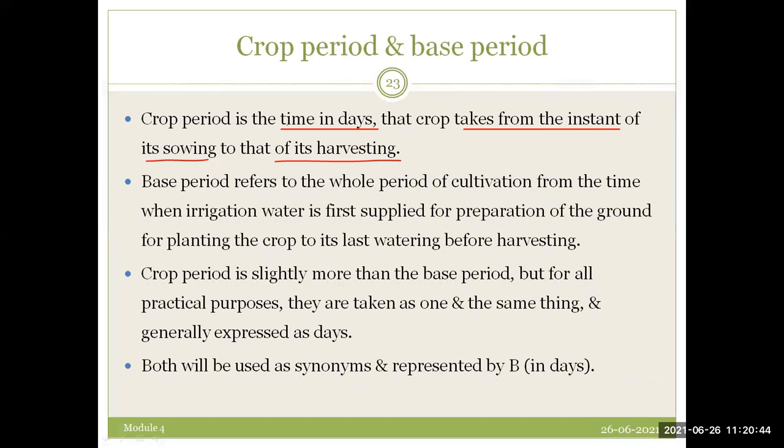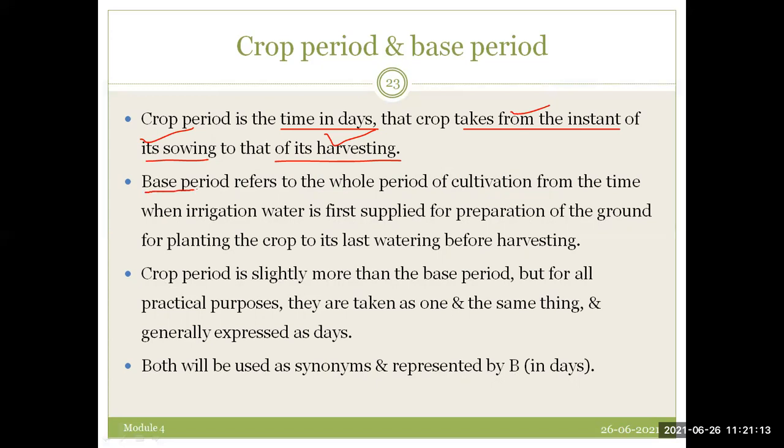So crop period means the time taken by the crop, from the time it is sown to the time it is harvested. That is, the growth period. From the time it is sown to the harvest, the time that a particular crop takes is the crop period.